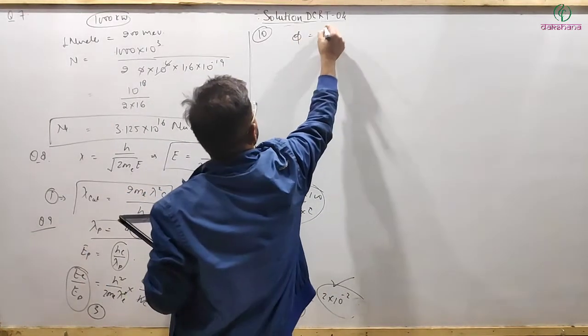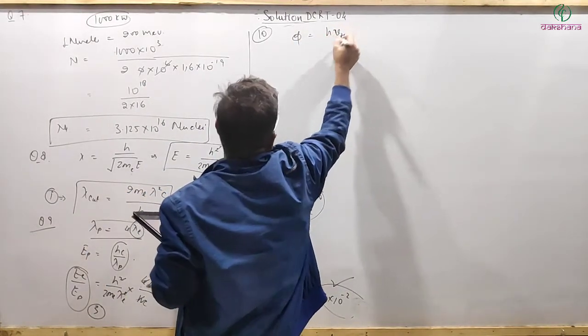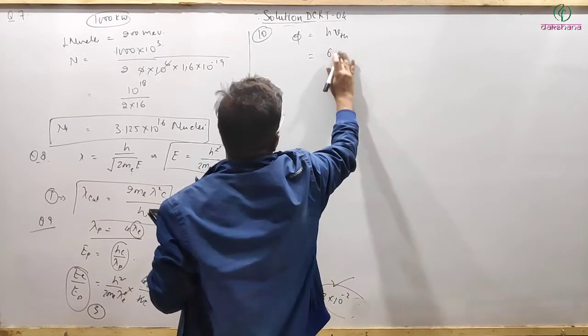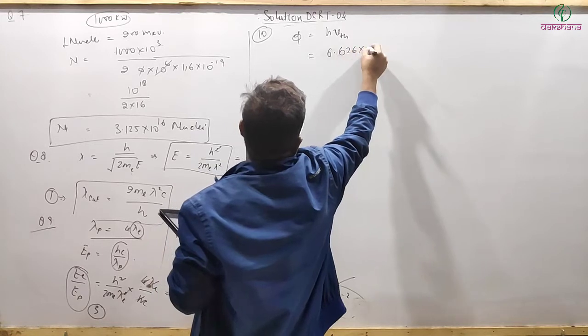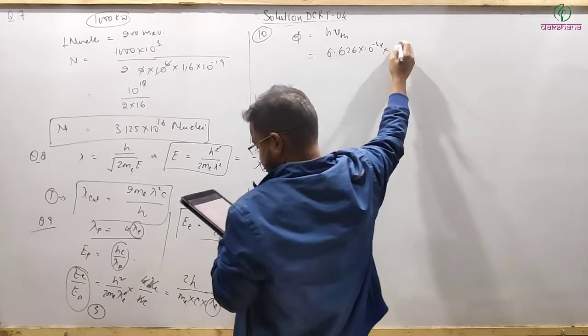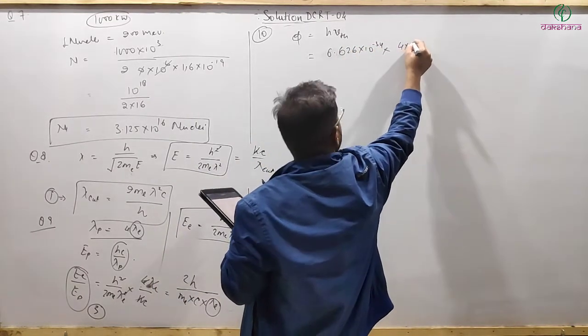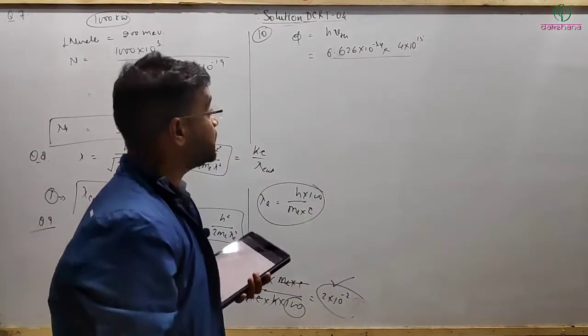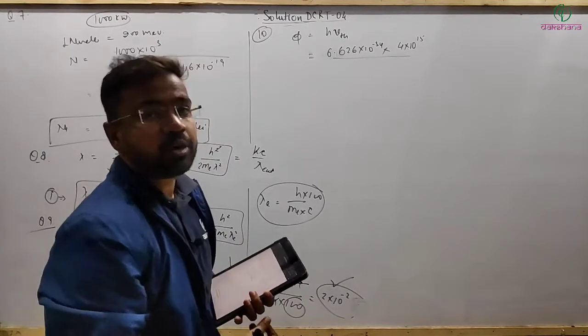Phi is equal to energy h nu threshold, and that will be equal to h, 6.626 into 10 to the power minus 34, multiplied by frequency, that is 4 into 10 to the power 15. Simplifying it, this will be your energy.